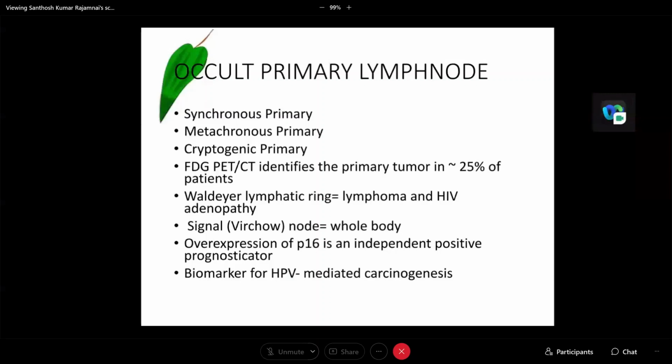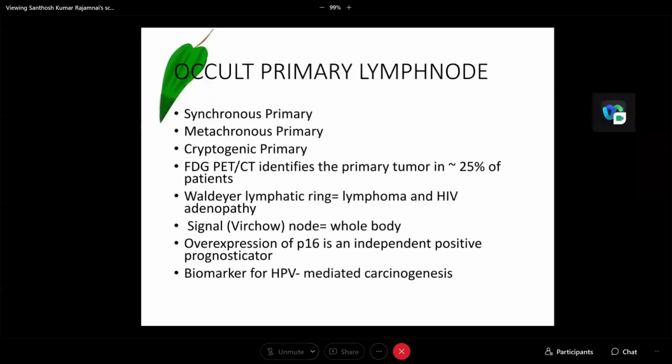Metachronous primary. What is a metachronous primary? Your patient comes with a lymph node swelling. You are not able to make a diagnosis of the primary, but after some time, the patient develops symptoms of the primary, like dysphagia or something. Then you do an endoscopy, and you find out that there is a malignancy in the piriform sinus. There is a hidden malignancy all along, or a small malignancy all along. So that is your metachronous primary.